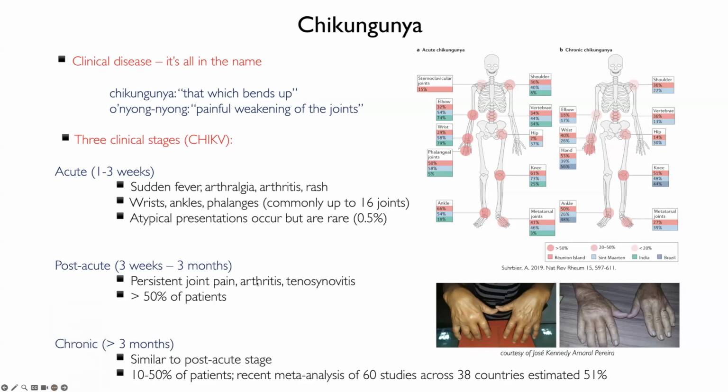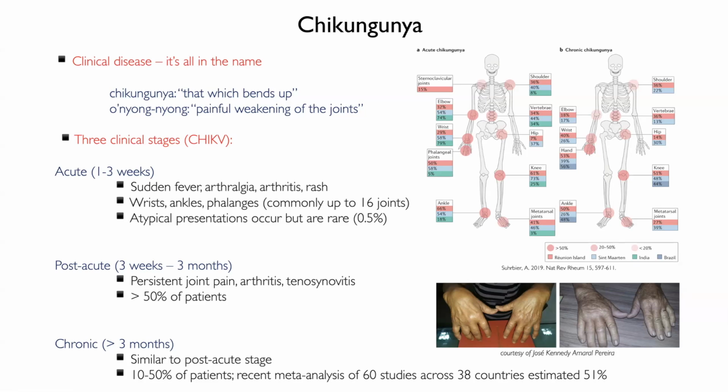Okay. For this section, then, I just wanted to start with some additional background on the disease chikungunya. So the translation of chikungunya and the related anyang really illustrate, I think, the outcome of infection. So chikungunya translates as that which bends up, and the related anyang translates as painful weakening of the joints.